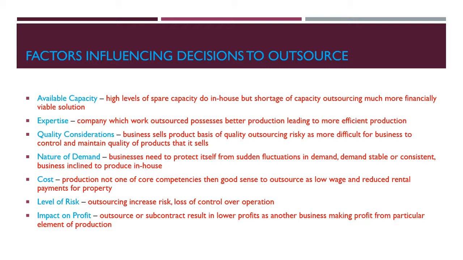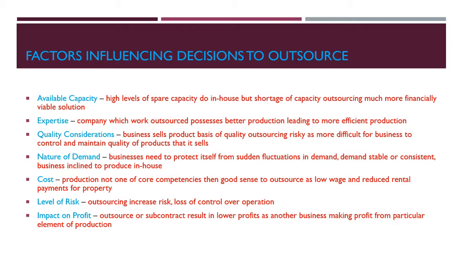Another one is the nature of demand. This is quite a big one because a business will need to protect itself from sudden fluctuations in demand. If you're in year 14, you'll be able to learn about this in A22 when you talk about the economics and the monetary policy, because sudden fluctuation in demand and interest rates, etc., will affect all of this. But if demand is stable or consistent, then you'll produce in-house because you know how much you need to produce. But when you're outsourcing, you've given a contract, you've told them how much you need to produce. You can't change that really unless you have a good outsourcer, and then you can adjust it.